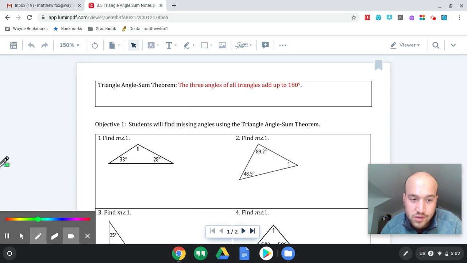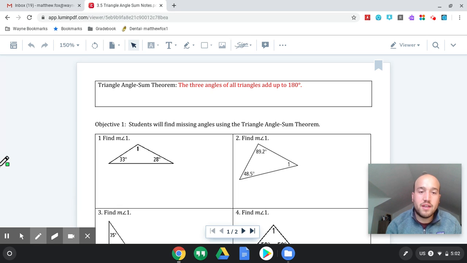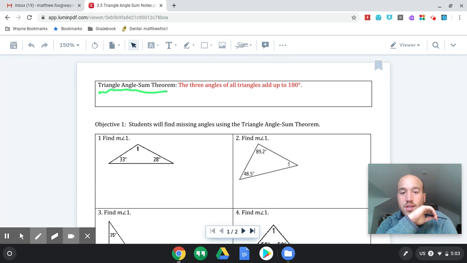So, triangles. Many of you probably know tri. I think tricycle has 3 wheels. Tripod has 3 legs. A trident has 3 points. There's lots of different uses of the word tri. Tri is 3, so triangle, 3 angles. And right here, we'll notice something important about every single triangle in the whole world. The triangle angle sum theorem tells us that the 3 angles of every single triangle are always going to add up to exactly 180 degrees.